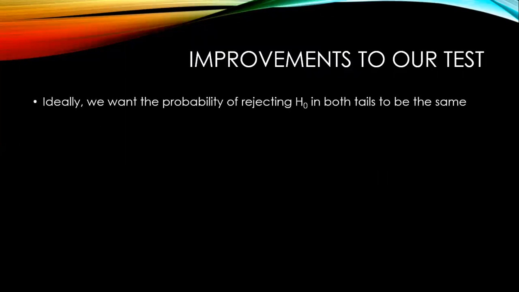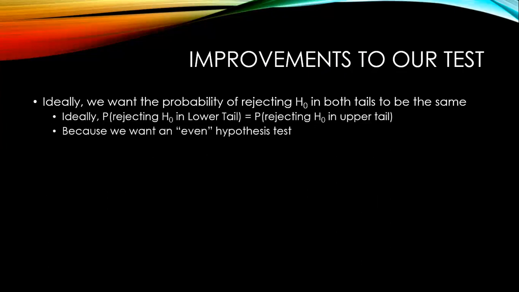The key thing is, in an ideal world, we want the probability of rejecting H naught in the lower tail to be the same as the probability of rejecting H naught in the upper tail. We want a symmetrical hypothesis test, an even hypothesis test. Ideally, we want those probabilities the same because we want to make sure that the distribution is evenly spread out.